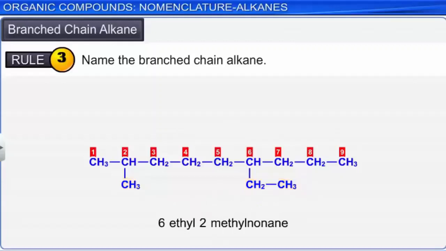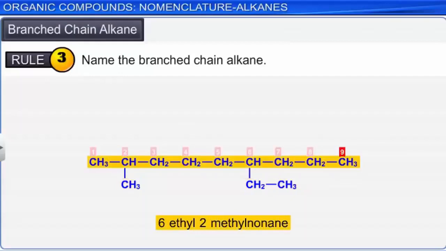For example, in this compound, the alkyl groups methyl and ethyl are fixed to the alkane nonane in the alphabetical order, and positions of the substituents are 2 and 6. Hence, the name of the compound is 6-ethyl-2-methylnonane. The numbers are separated from the alkyl group name by using a hyphen.